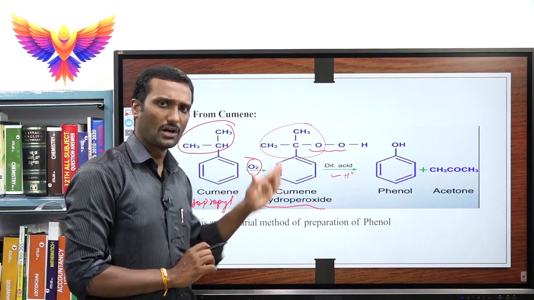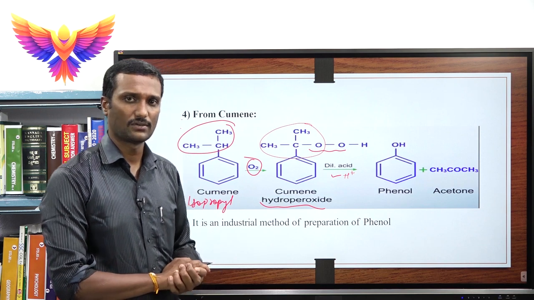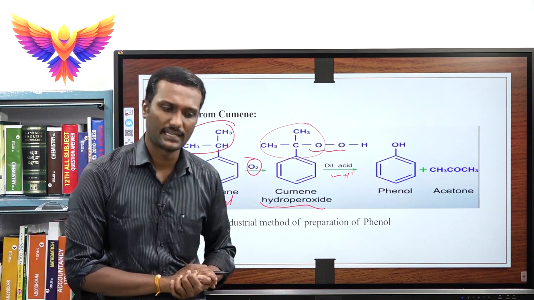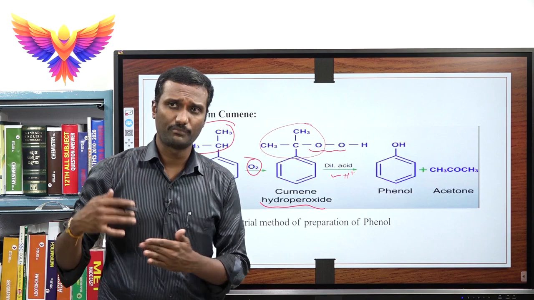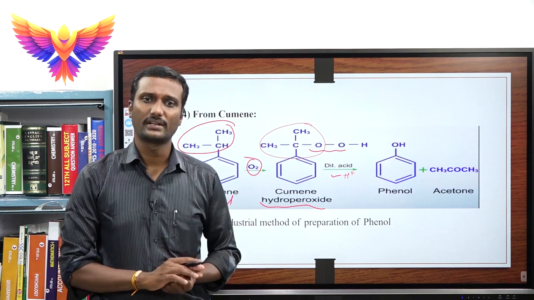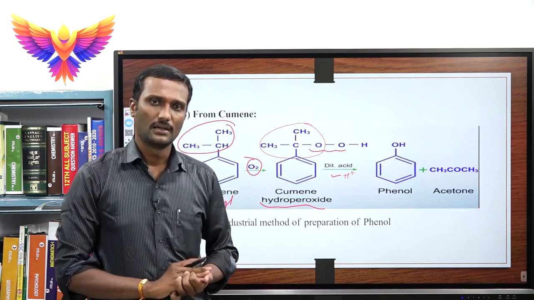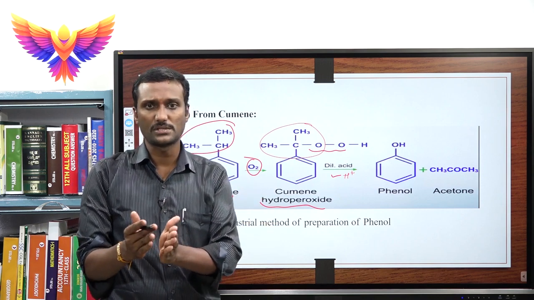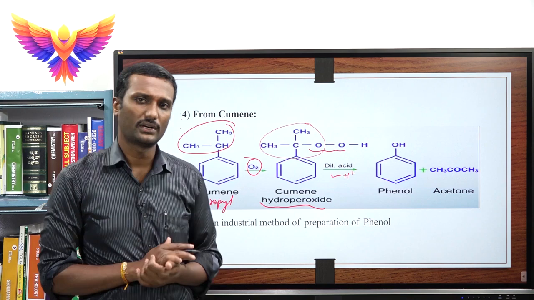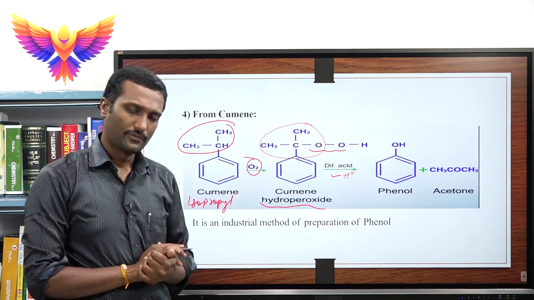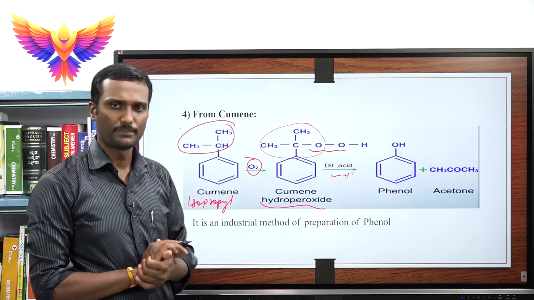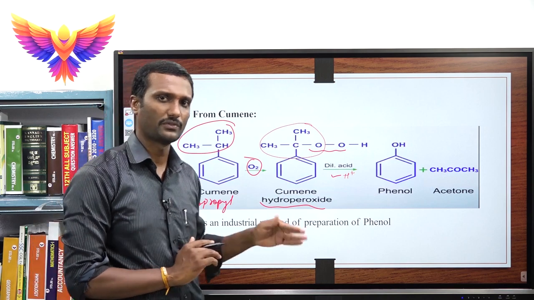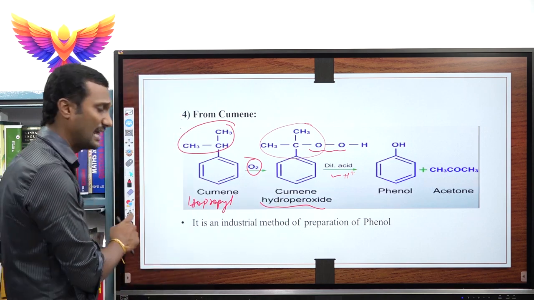This is one reaction out of the 4 methods of preparation. The first is from chlorobenzene, the second is how to prepare phenol from benzene, the third is from haloarenes, means by using the aniline diazonium salt we get, and further warming with water you will get phenol, and the last one is the cumene process. So very important, out of the 4, usually they will ask the cumene process.